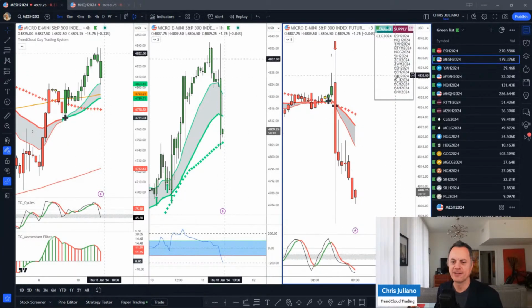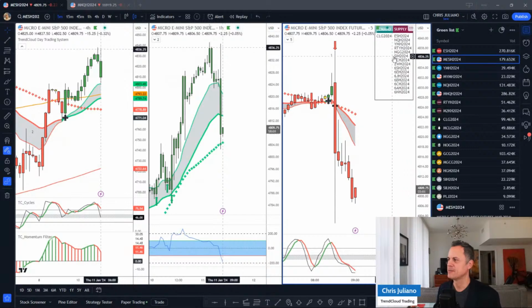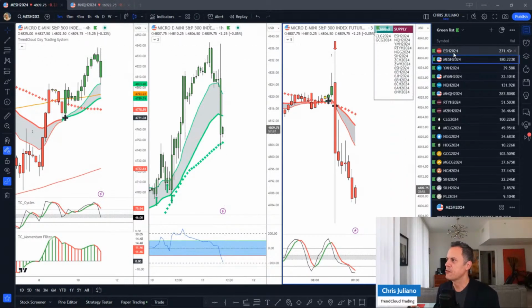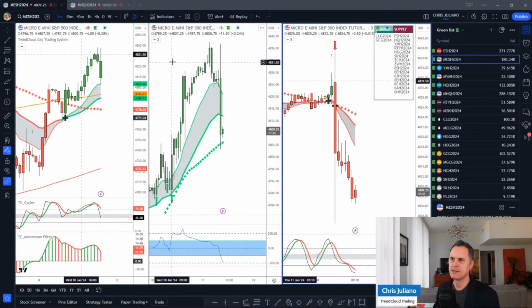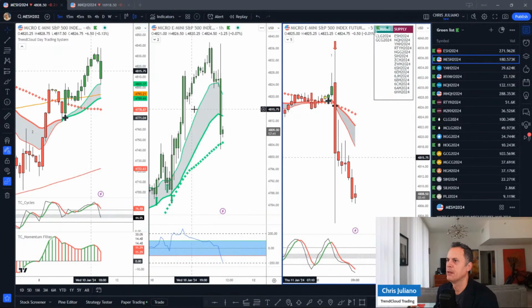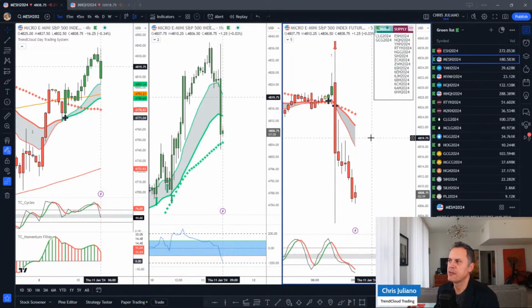Look at this market, guys. Look at your zone scanner right now. Pull up that TrendCloud scanning system. Look at what's going on here. Right off the bat, you can see market sentiment is to the downside. And if you just scroll through some of these contracts, here we're on the micro S&P right now, and you can see the story here.